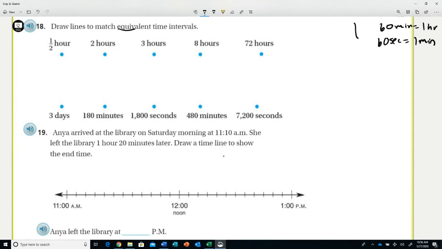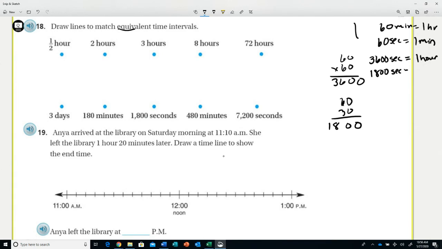If I wanted to know seconds in an hour, I would do 60 times 60, 3,600 seconds equals 1 hour. Okay. I have a half an hour, so I'm going to cut this in half and say that 60 times 30 is 1,800. 1,800 seconds is half an hour, or 30 minutes.